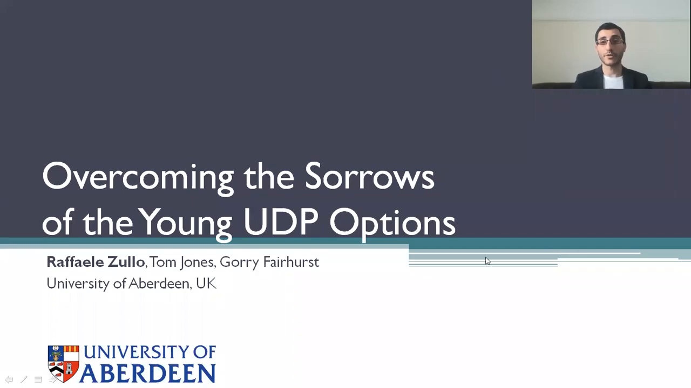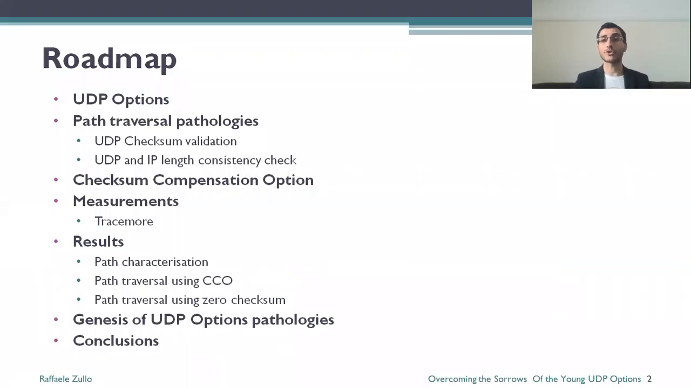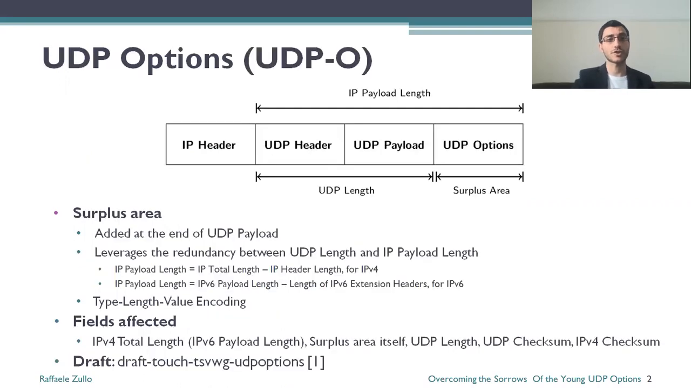Hello, I am Raffaele Zullo, and I'm going to talk about our work overcoming the sorrows of the young UDP options. Basically, we're going to show some path reversal pathologies affecting the recently introduced UDP options, and we're going to show how our solution, the checksum compensation option, can help to neutralize the most widespread of the pathologies.